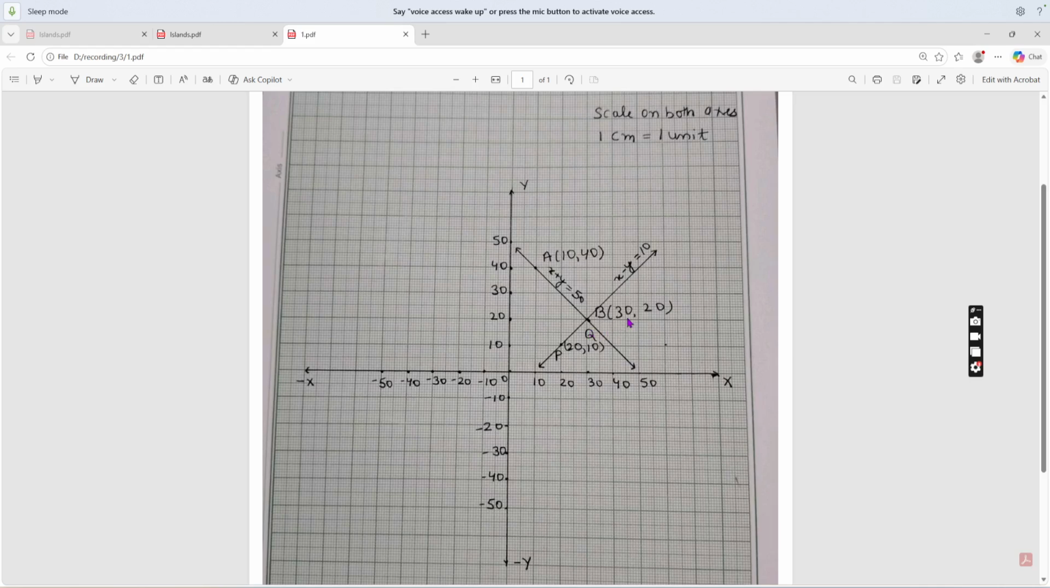Our next point is 30 comma 20. On x-axis it is 30 and on y-axis it is 20. So this point is capital B, that is 30 comma 20. So now we are going to join A and B and we are getting this line.